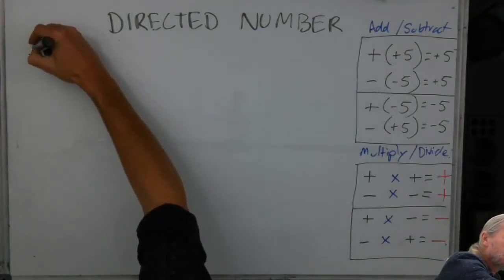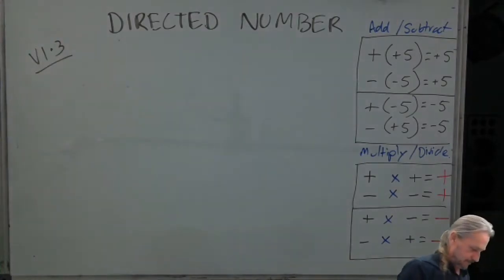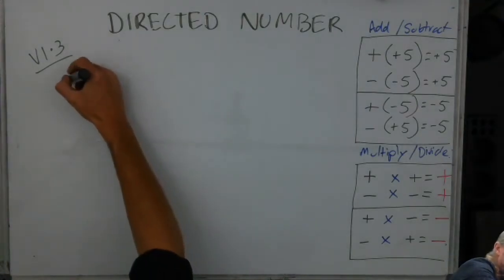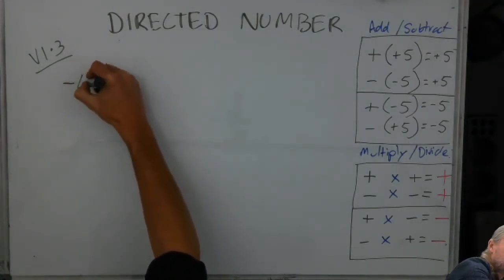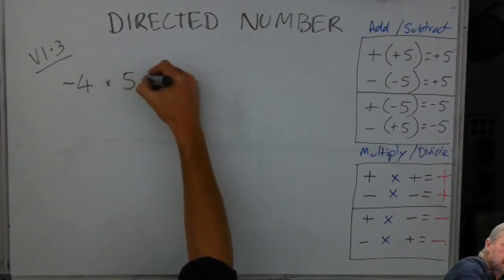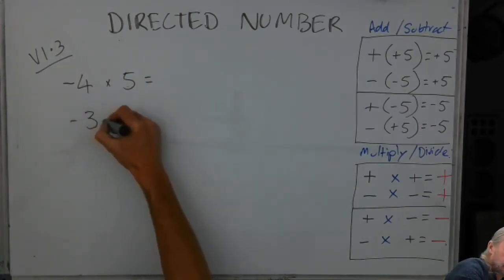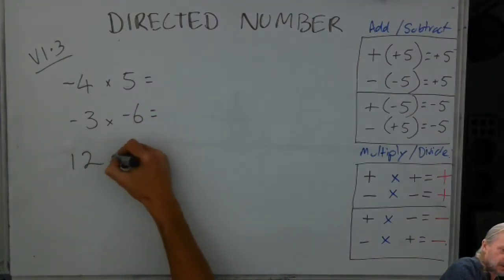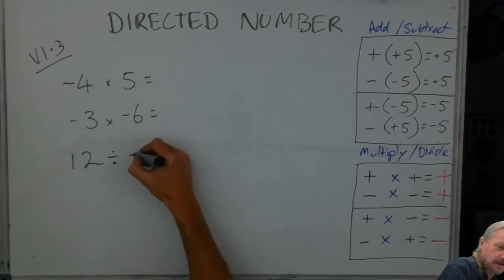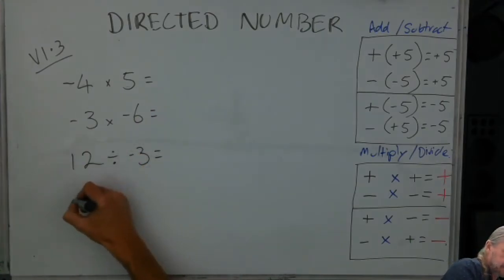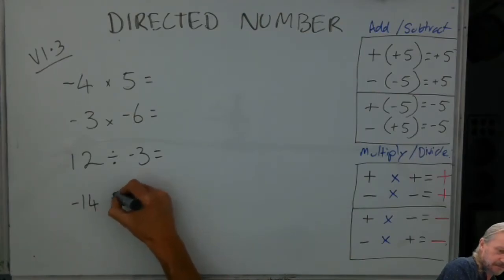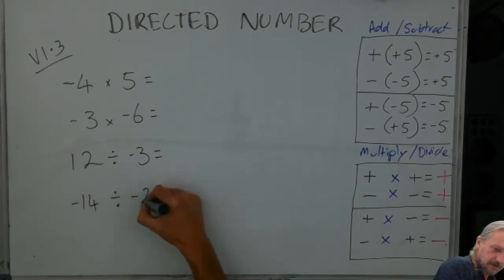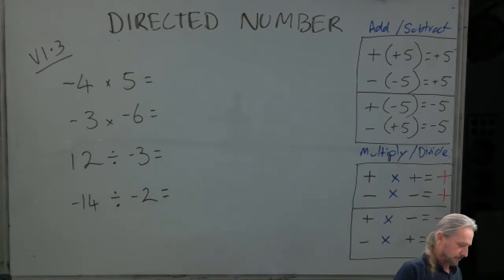This is 1.3 now. So we've got, I'll write these down the page again. -4 times 5, -3 times -6, 12 divided by -3, -14 divided by -2. Okay, so we'll just talk through the logic behind it.